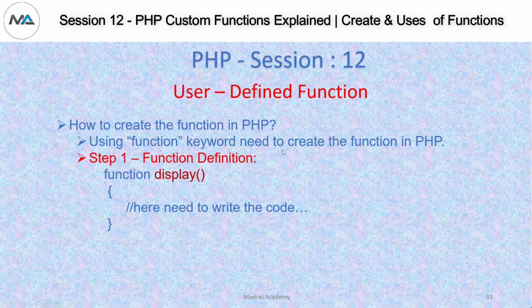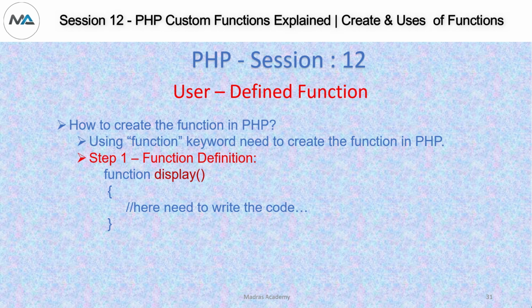Using the function keyword, we create a function in PHP. Step 1, first we need to write the function definition. So how to write the function definition? Function, function name, curly bracket open, close. Inside that you can write any code whatever you need. While writing the function definition, no need to put a semicolon here. This is the way to write the function definition, and here is the function name. I used display, everything in lowercase.